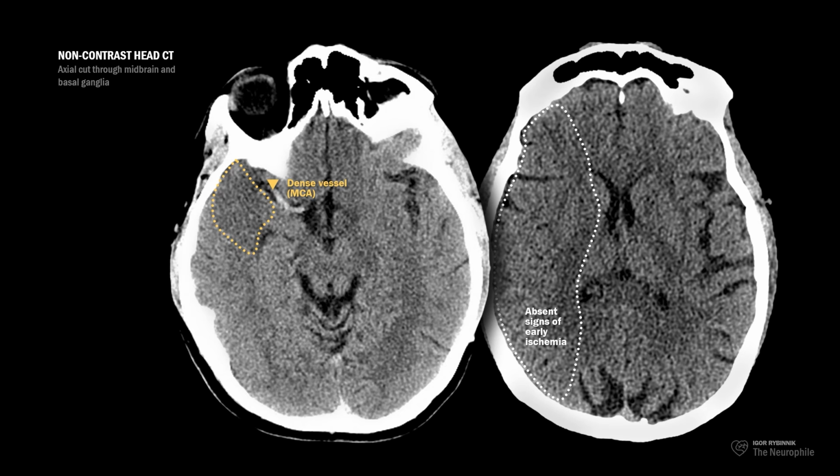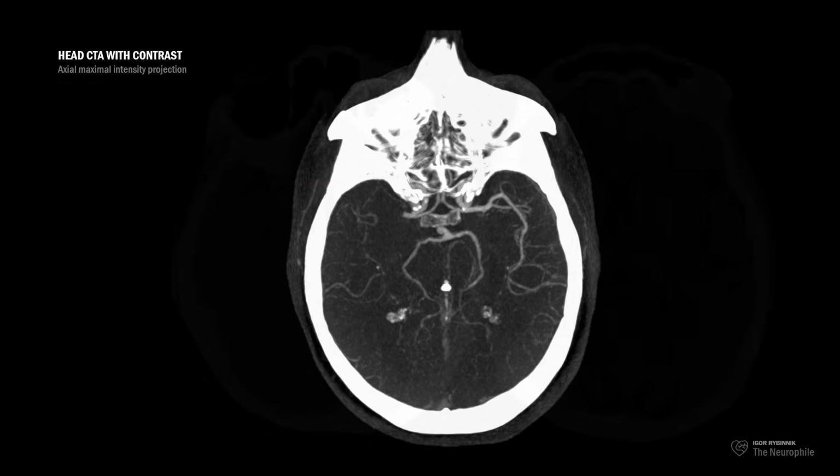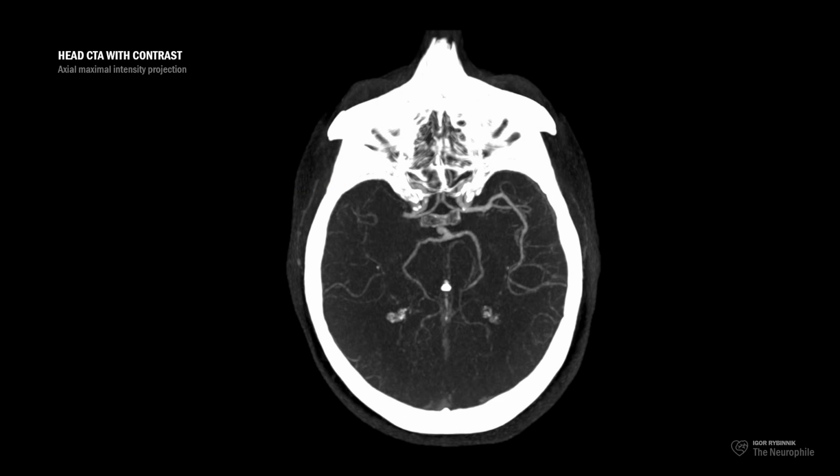During a stroke code, a non-contrast head CT is usually accompanied by another study. CT angiogram of the head and neck with contrast. CTA is done to assess for vessel occlusion. Doing both CT and CTA together saves time in determining eligibility for stroke interventions.